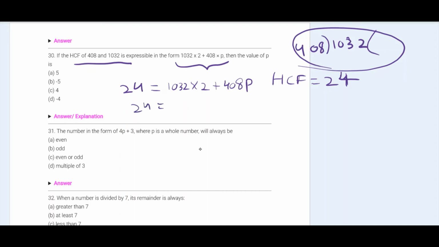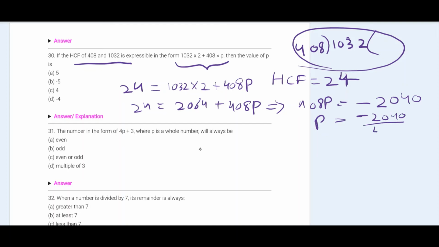24 equals, this is 2064 plus 408p. So 408p equals minus 2040. P will be equal to minus 2040 by 408. So 408 into 5 is 2040, so it's minus 5. The value of P equals minus 5. Option B.